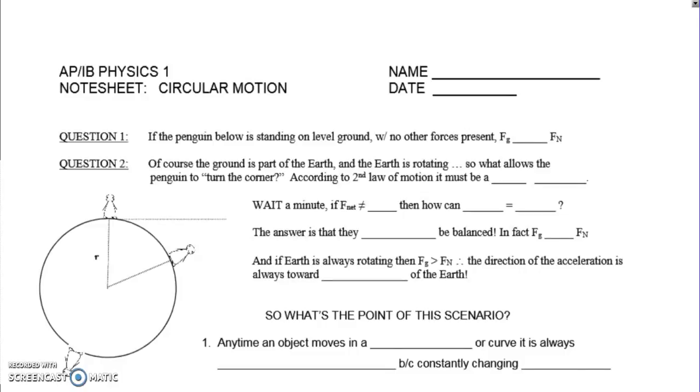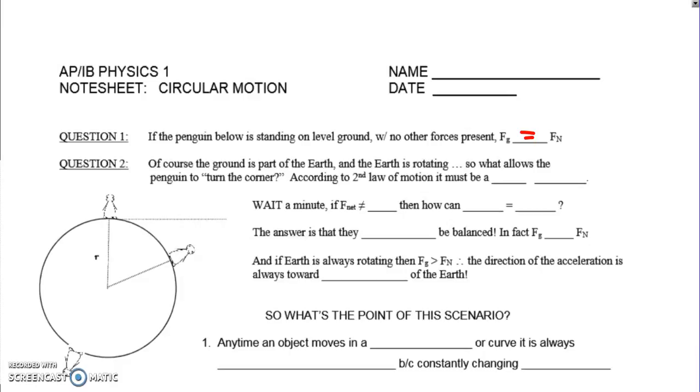So welcome to the first of these video tutorials on circular motion, and we're actually going to start this tutorial on talking about a scenario. We have a penguin that's standing below on level ground, and so we know that if there's no other forces present and they're not accelerating vertically, that the force of gravity is equal to the normal force. So that is nothing new there. But consider this. That ground that the penguin is standing on is the Earth, and the Earth is rotating.